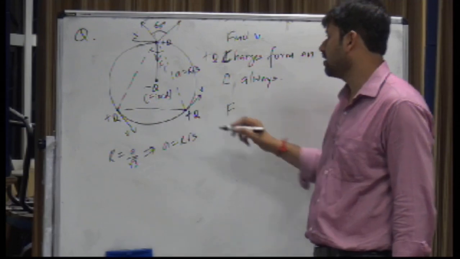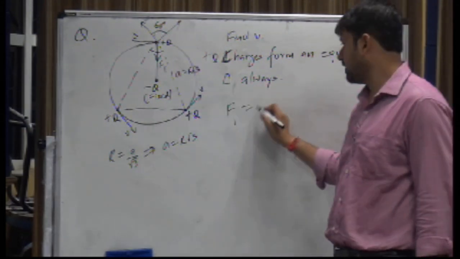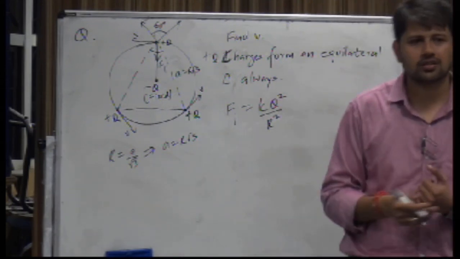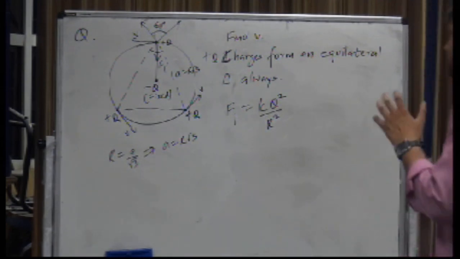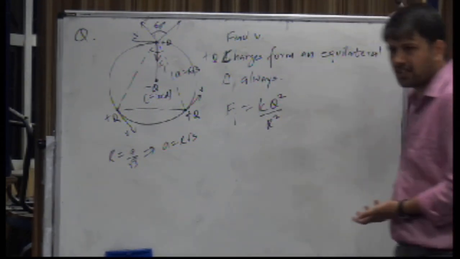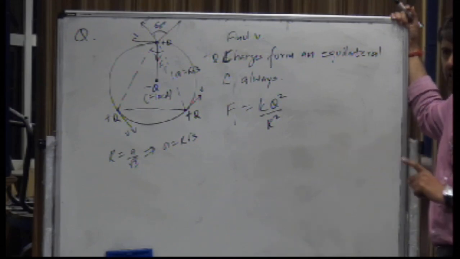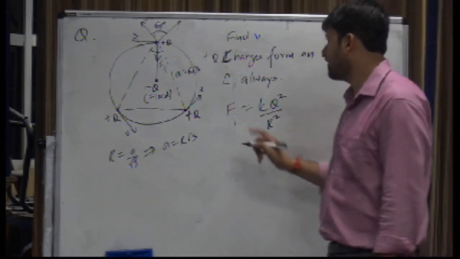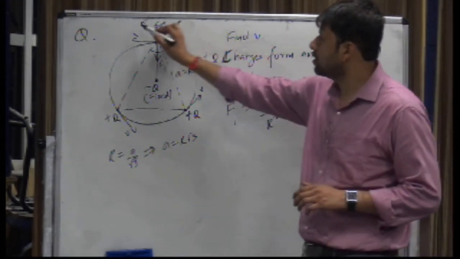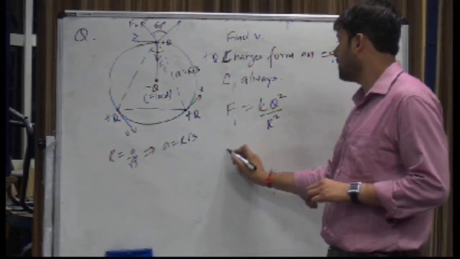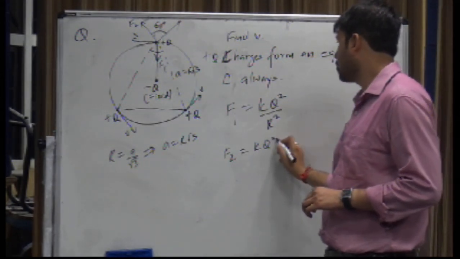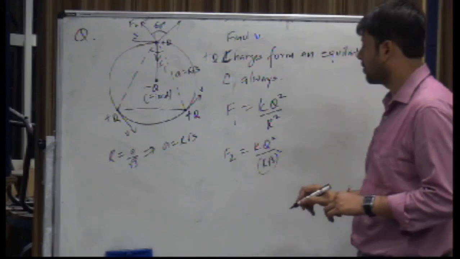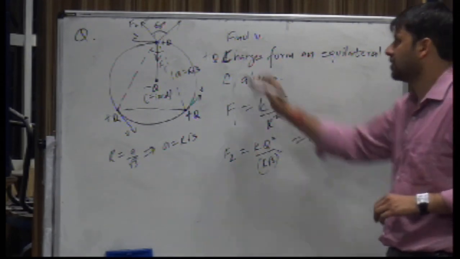Let's call it F1. The F1 attractive force would be kq square by r square. I'm not taking a negative sign because here I am taking the directions. Negative sign is only to show you the direction, but since I have taken the direction correctly, I need not take negative sign. Okay? Is it okay? Yes, sir. So F1 is like this. F2, the repulsive force would be kq square by r root 3 whole square. Okay? This is same as F3.